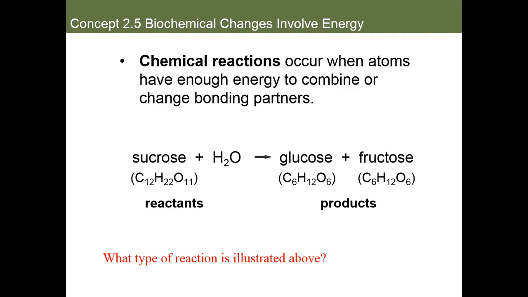We are going to change gears a bit and talk about chemical reactions. All the molecules we have talked about, such as carbohydrates and lipids, will eventually be used within a chemical reaction. As we will see in later chapters, they can be metabolized to produce fuel for the body, or used in other functions. Chemical reactions occur when atoms have enough energy to combine or change bonding partners.